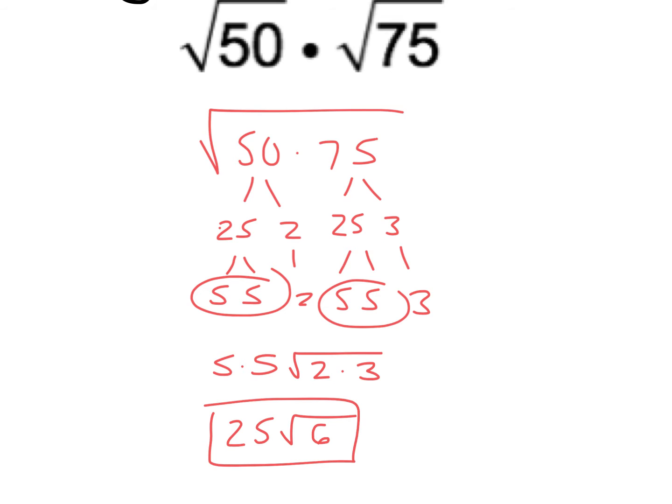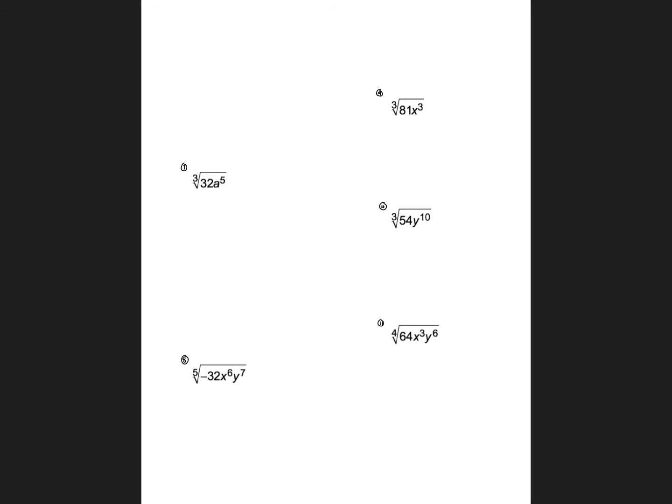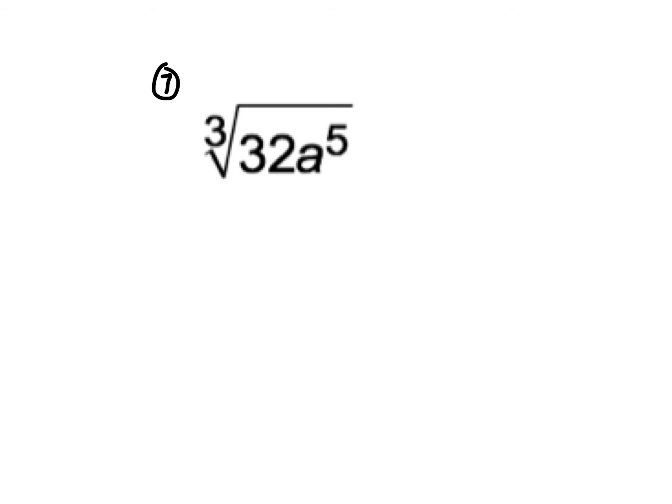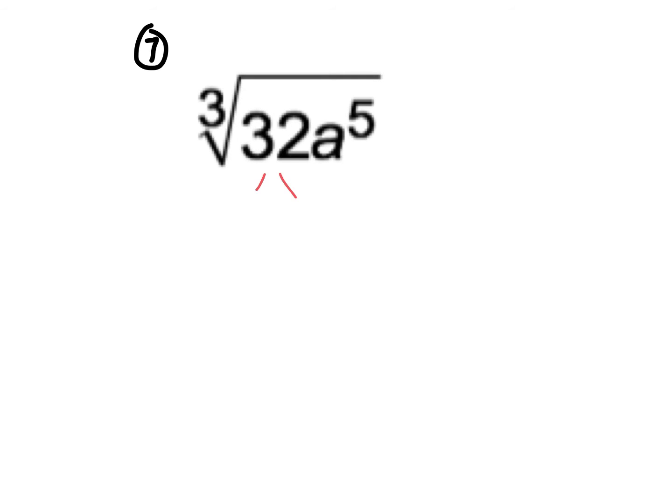So 25 square root 6. All right, let's look at 7. So here we have some with some variables. So what are some factors of 32? 4 and 8. Factors of 4? 2 and 2. And factors of 8? 4 and 2, which would be 2, 2, and 2.